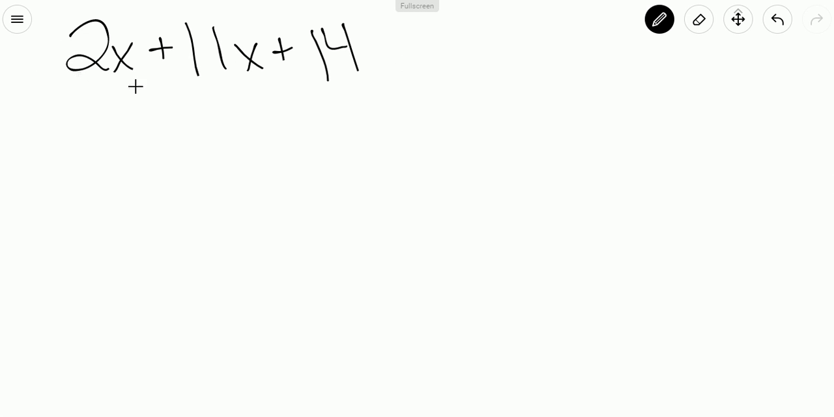So the first thing that we're going to do is find what a times c is. So a times c is 28. All right, so the next thing we're going to look for is what b is. B is 11. So now what we want to do is find two numbers that multiply to 28 and add to 11. So two factors would be 7 and 4, which add to 11 and multiply to 28.